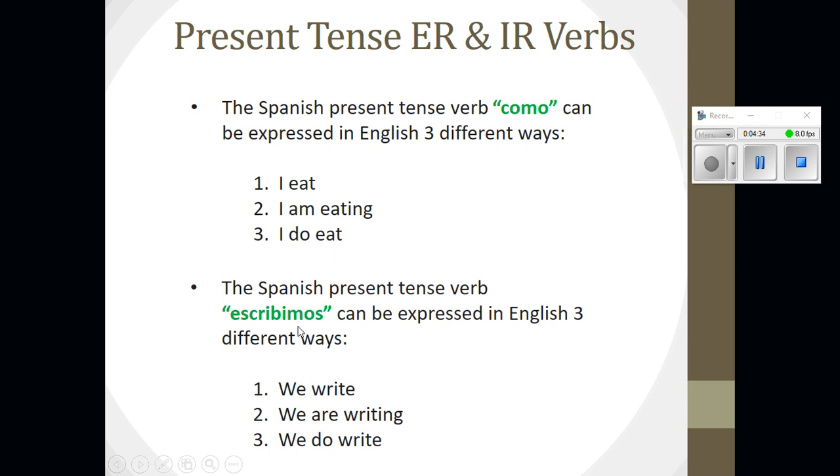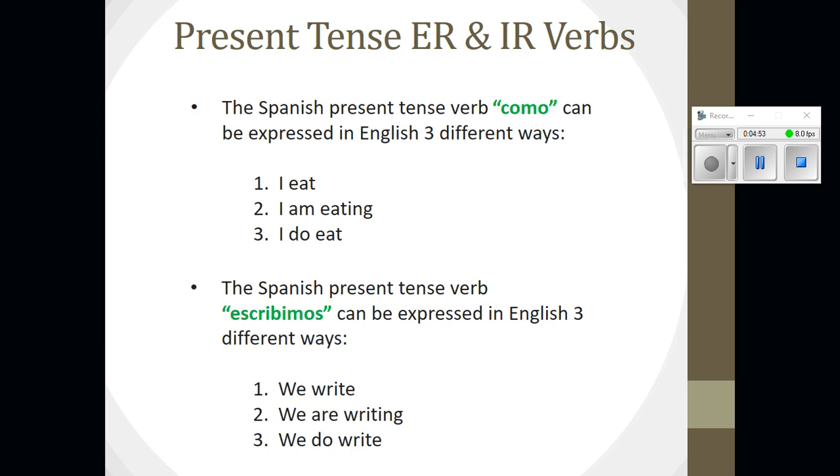The Spanish present tense escribimos can be expressed in three different ways in English as well. Notice escribimos is the we form, nosotros escribimos, and it can translate to we write, we are writing, and we do write. So let's go ahead and fill in those bottom two questions underneath the charts for part B.